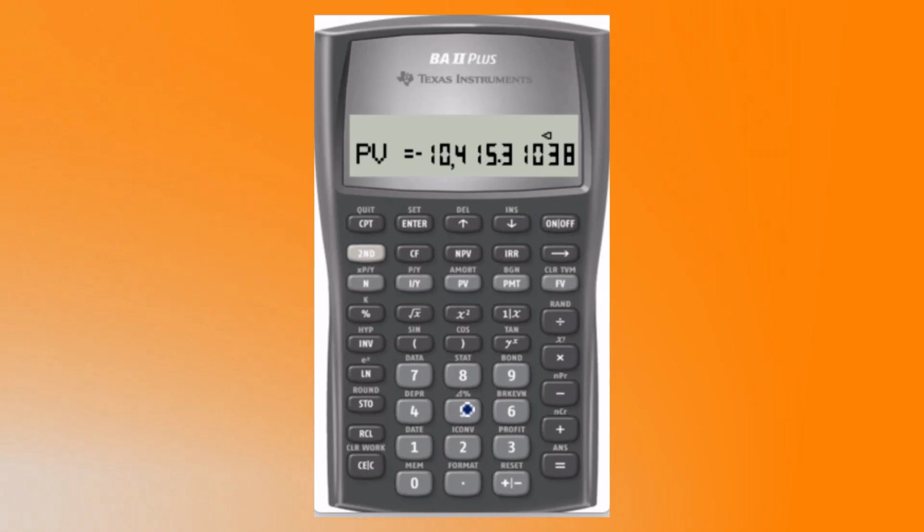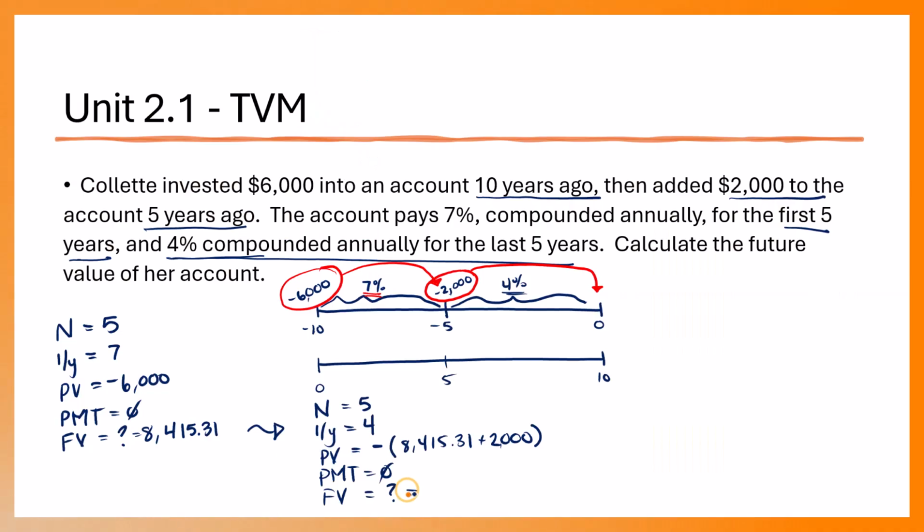Because I didn't clear my time value of money parameters, I'm going to re-enter all of these as they appear on the screen. So 5 for N, 4 for IY, 0 for the payment, and compute future value. That is the answer to this particular question, $12,671.82. So it took us several steps to get to this answer, but not too terrible.